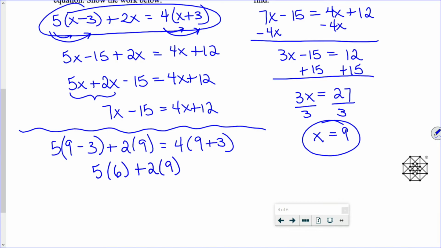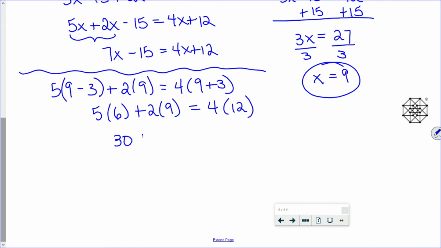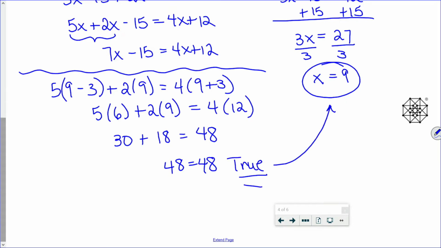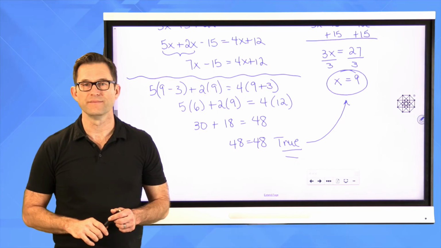So I get 5 times 6 plus 2 times 9 equals 4 times 12. 5 times 6 is 30. 2 times 9 is 18. 4 times 12 is 48. 30 plus 18 is 48. 48 equals 48 is a true statement, which means x equals 9 is a solution. All right, always a good idea to check in the original equation.